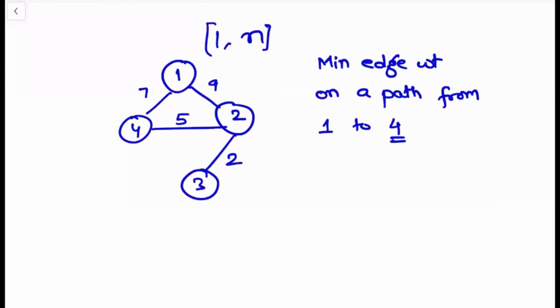Yeah, so ultimately they made this problem in such a way that if you are going from 1 to 4, you can go from 1 to 2, 2 to 3, you can come back from 3 to 2, and then you can go to 4. In this path, the minimum edge that we have come across is 2, and the answer for this is going to be 2.